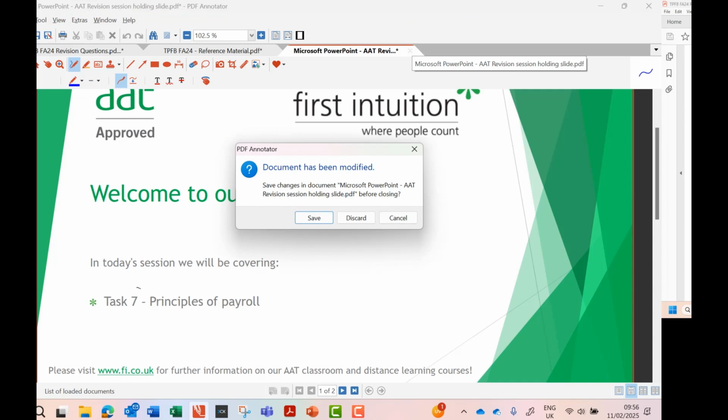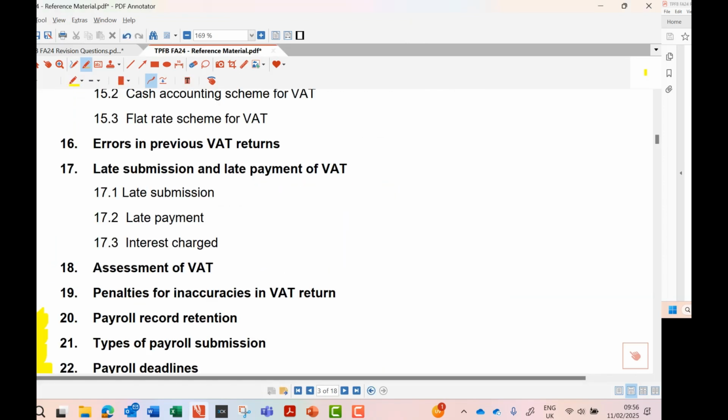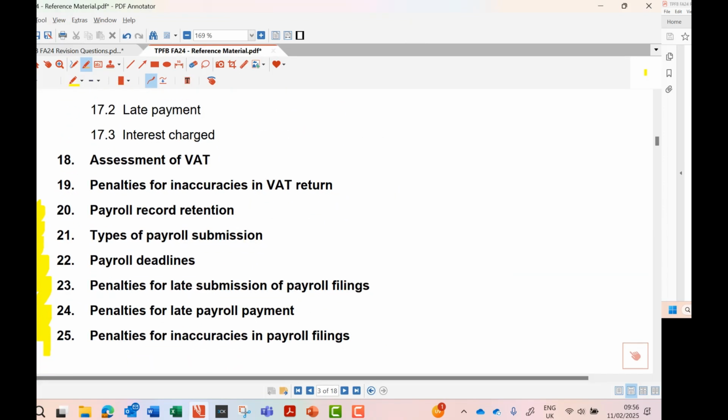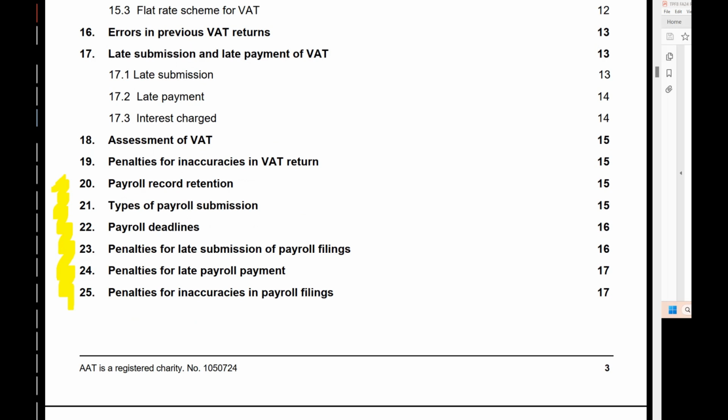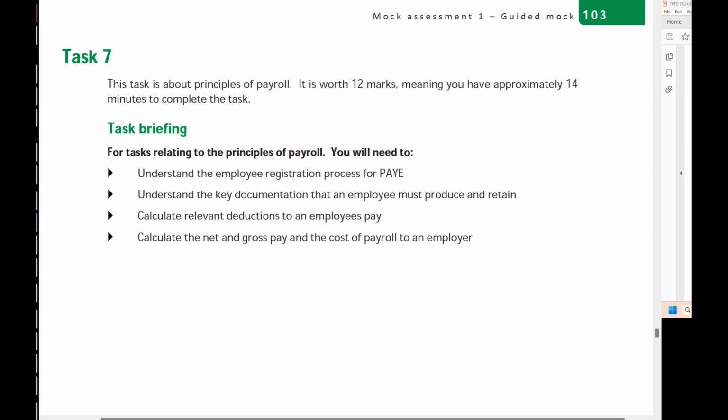So let's go next to the reference material, where we will see that we actually have quite a bit of information relating to payroll. Sections 20 through to 25 in the reference material are all about payroll. So I need to have those on hand as I tackle some of these questions.